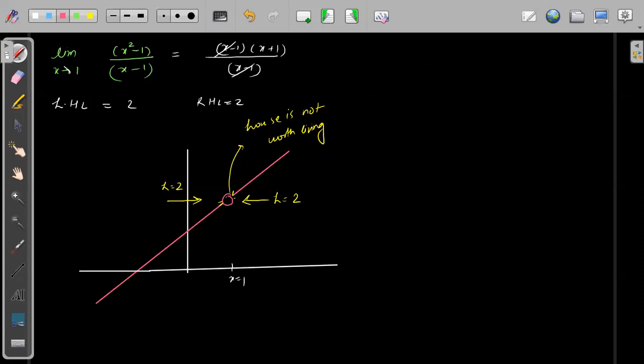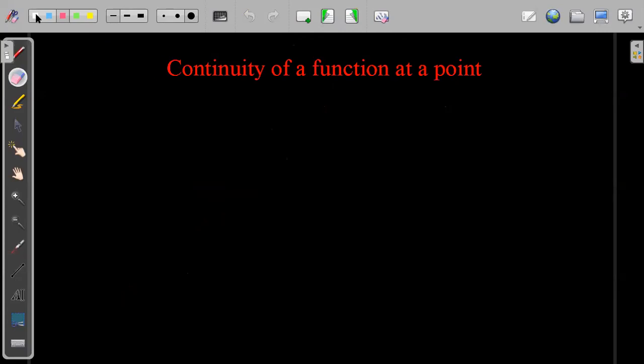This week's portion is complete limits and continuity. Not complete continuity, but how to find whether the function is continuous or not. Only these two parts. Now, continuity of a function at a point. See, continuity of a function at a point.